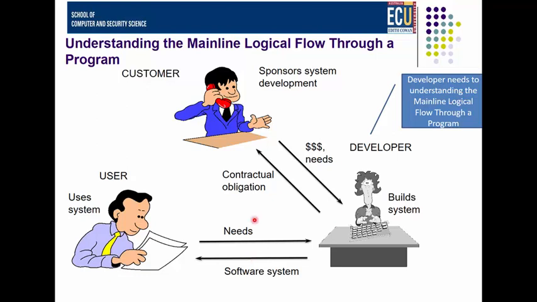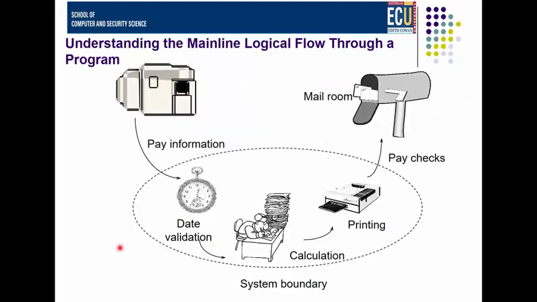In understanding this need, you as a developer have to understand the logical mainline flow of your program. What will your program do, and what would be the sequence of doing this? What would be inside the program, and what would be outside of it, because the user comes with a certain context. This slide will make more sense to you. System boundary is very critical.